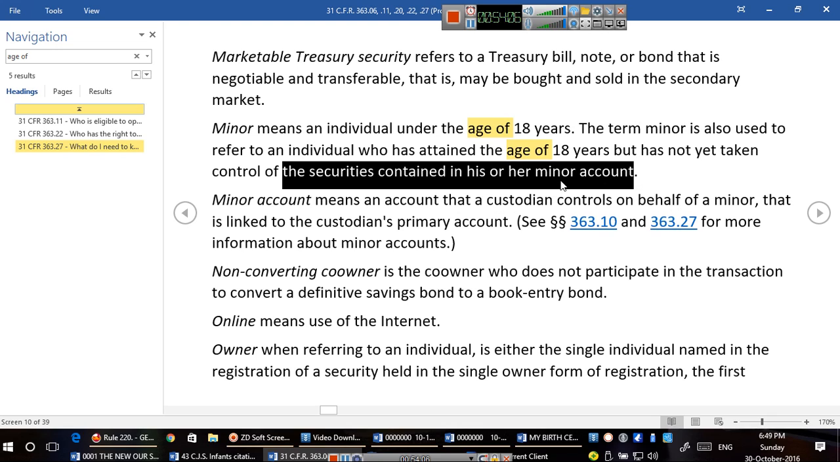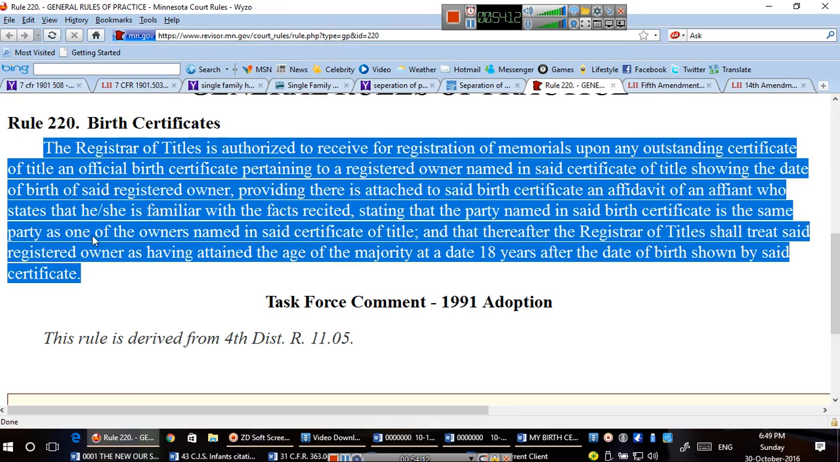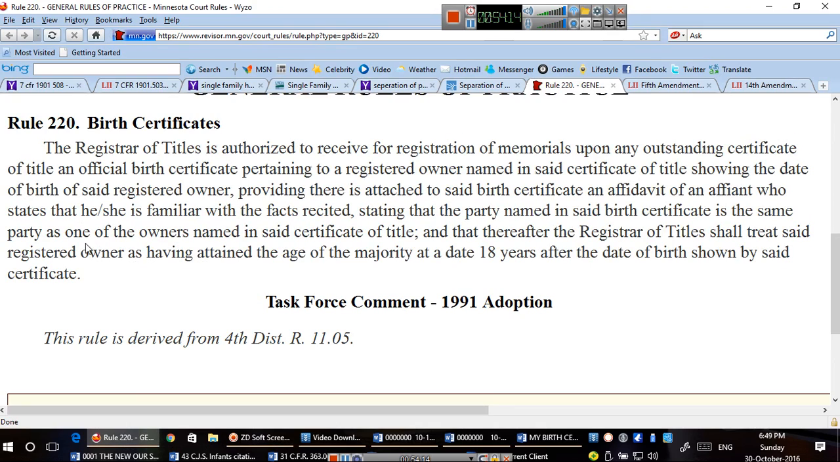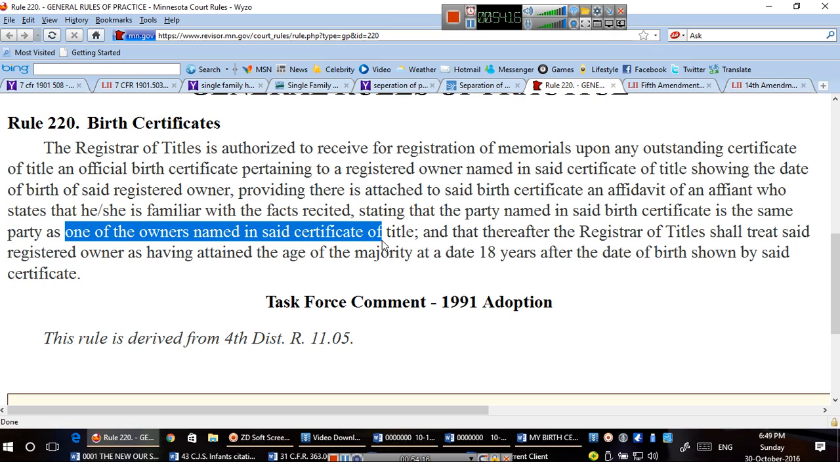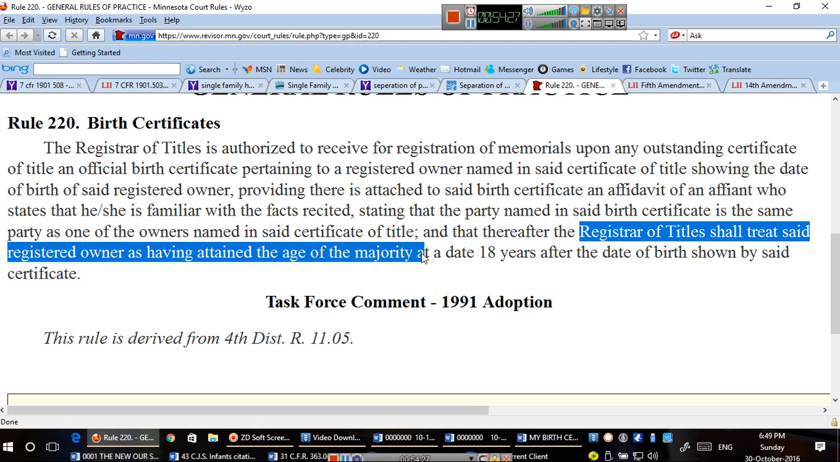That is a security. When you, with that security, register that security, you document that you're one of the owners of said certificate of title, birth certificate, and the register of titles shall treat you, the owner, as having attained the age of 18 when? At your 18th birthday. So it's retroactive. It's a retroactive statute.